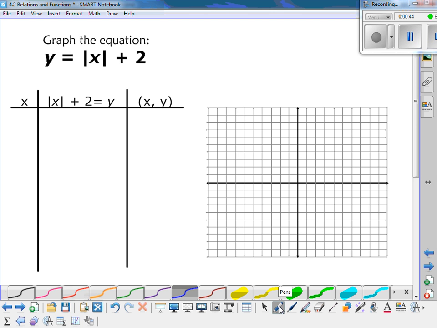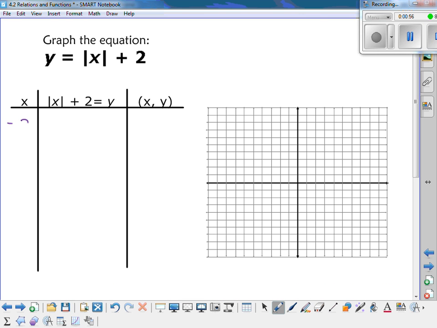All right, so for y equals the absolute value of x plus 2. Oh wait, this one is a function. I take that back. Anyway, we're going to plug in the same numbers we've been plugging in: -2, -1, 0, 1, and 2. So if I take the absolute value of -2 and add it to 2, what's the absolute value of -2? Positive 2, right? So 2 plus 2 equals 4. So my point is -2, 4.